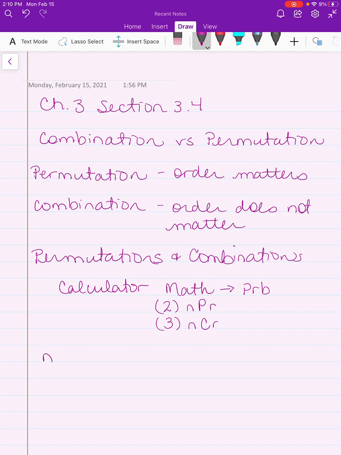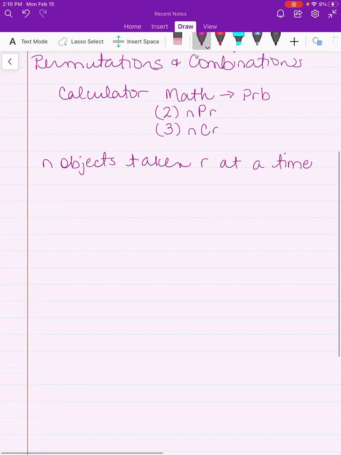So there are n objects taken r at a time. And they must be put into the calculator with whatever your n value is first, and then your nPr or nCr, and then you put in your r value. So let's look at an example.